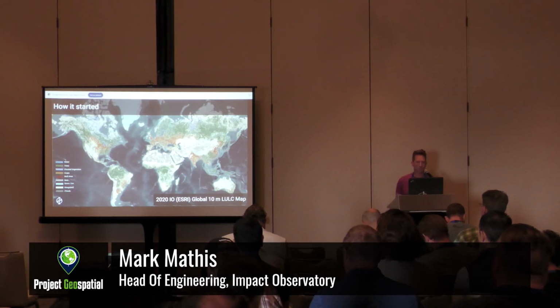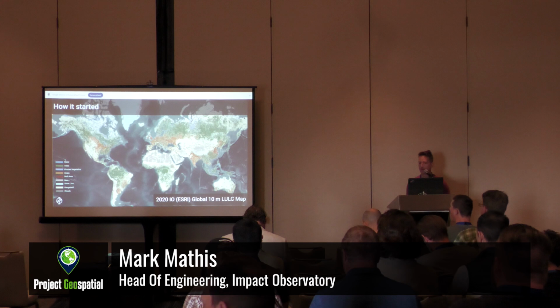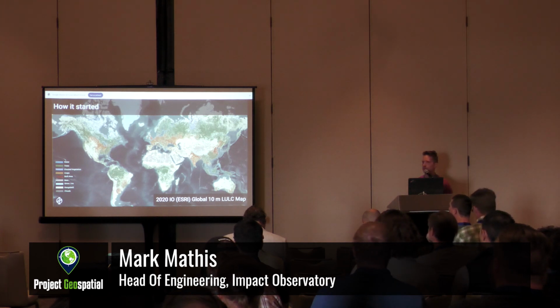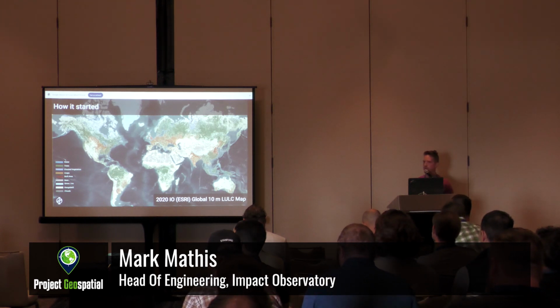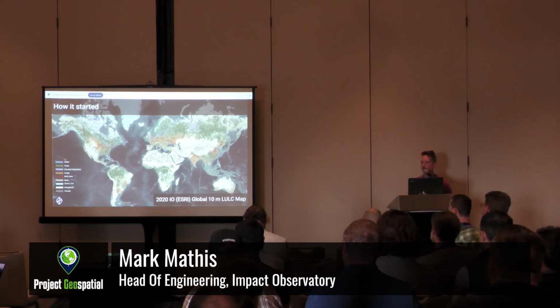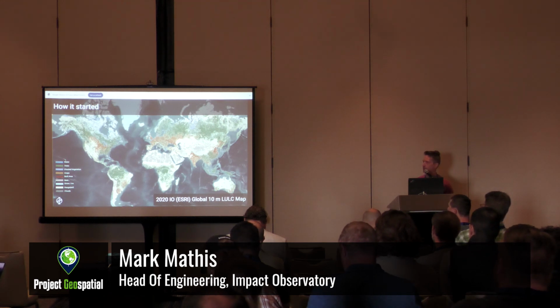So if you've heard of us, you probably heard of the land cover map. Started in 2020, I guess 2021 released the first global land cover map of the world at 10-meter resolution, and then went on to create a whole time series from 2017 up to present.